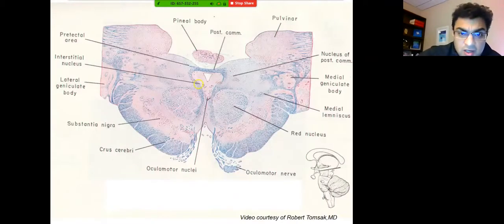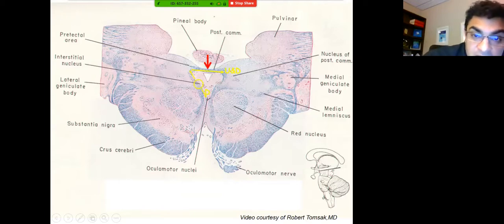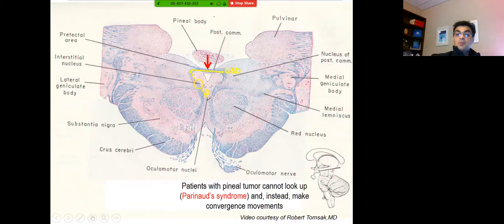So here is your interstitial nucleus of Cajal, right? That gives input via this posterior commissure for upward eye movement, and it gives input to the ocular motor nuclei for the downward eye movement. So if you have some sort of lesion, let's say the pineal body, if it is creating a problem with the commissure here, in that case, you are interfering with this pathway, but you are not interfering with that pathway. And that happens when there is a tumor in the pineal gland.